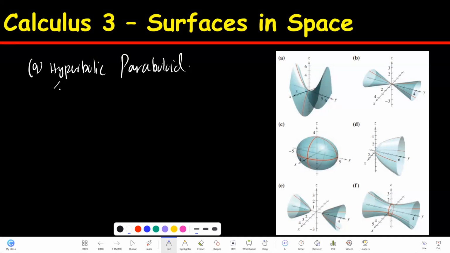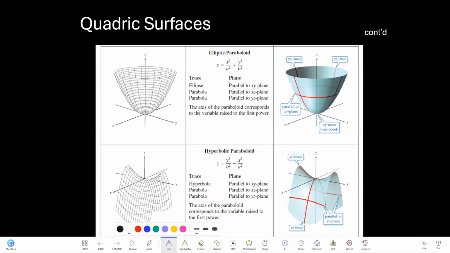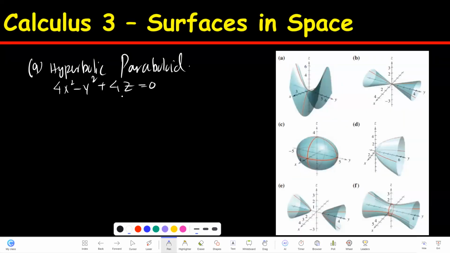It's going to look like this: 4x squared minus y squared plus 4z equal to 0. If you want to rearrange this thing, you can, and you're going to go to this shape. All you have to do is just leave the z here and then bring everything on the other side. So you're going to say, oh, you know what? Minus 4z equals 4x squared minus y squared, and then divide by minus 4, so it's going to be y squared over 4 minus x squared divided by 1 equal to 0.